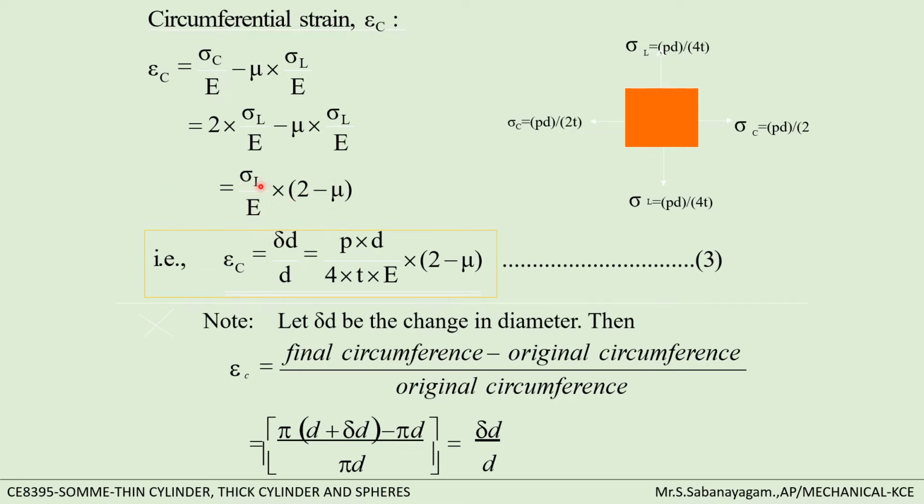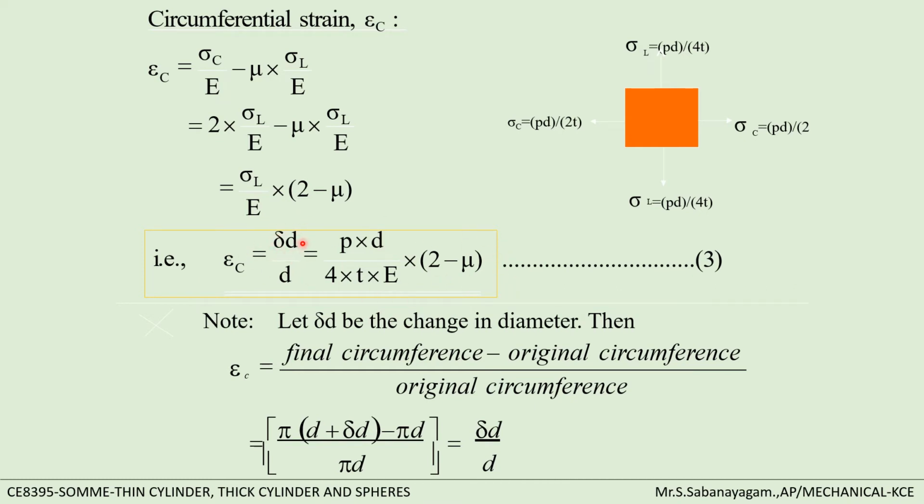Sigma L is nothing but PD by 4T. Substituting this relation for sigma L, the circumferential strain del D by D, that is the ratio between change in diameter and original diameter, becomes PD by 4T E into 2 minus mu. Hence this will be the circumferential strain for the given hollow block.